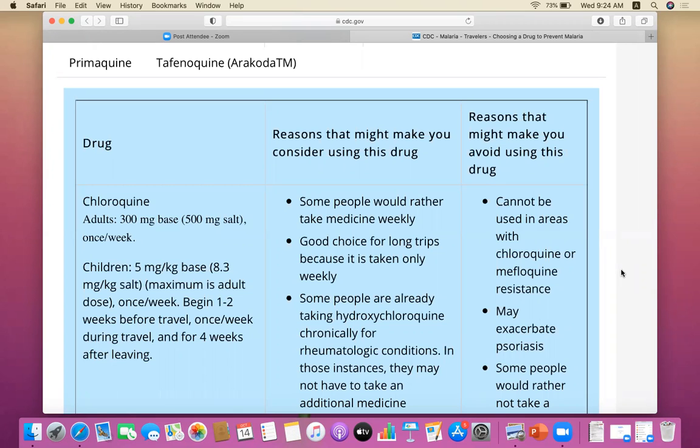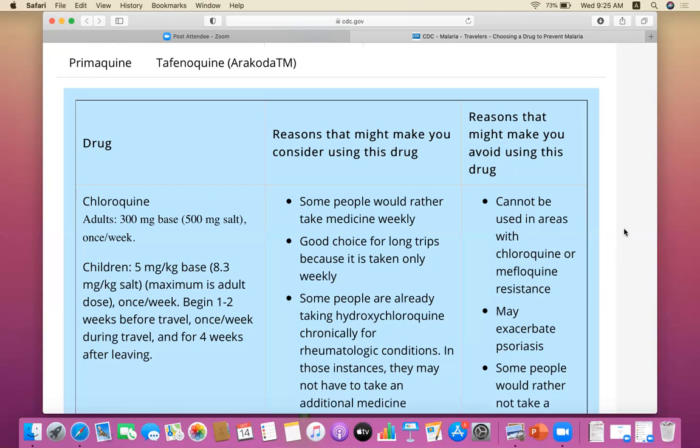So the drug is from the category of quinoline class. If you see the last word, or we can say suffix, in the medical term is "quine", so you can consider it is from the category of the quinoline. That's why there is chloroquine, mefloquine. So it cannot be used in areas with chloroquine or mefloquine resistance.